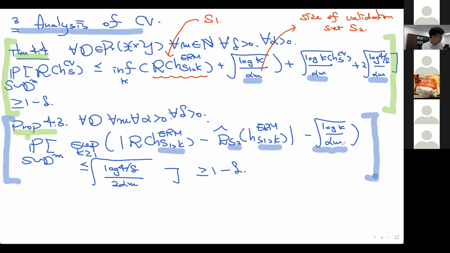The reason I rush a little bit is that I thought if I just keep showing you the proof, it doesn't mean very much. So here's an exercise for you: use this proposition to prove theorem 4.4.